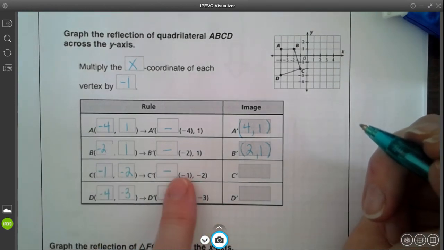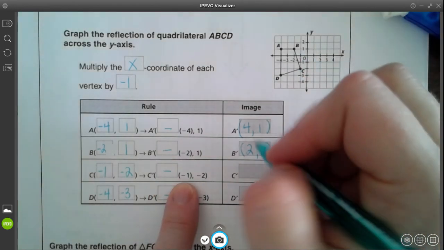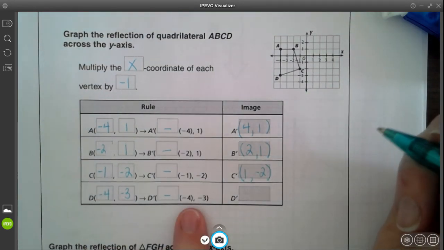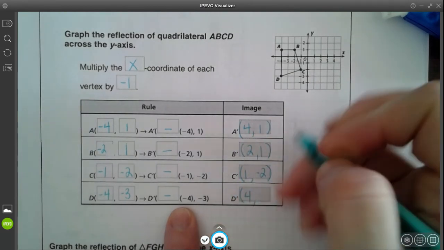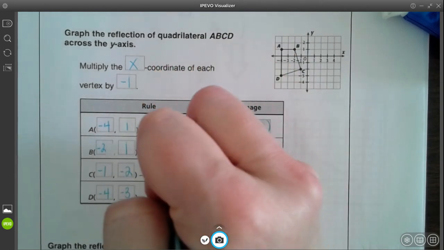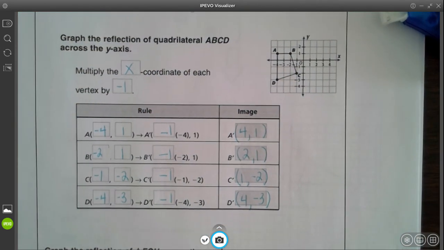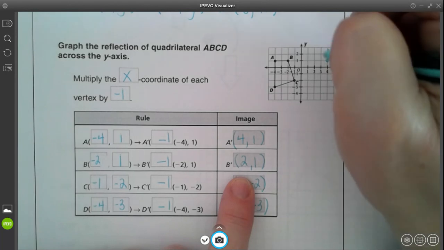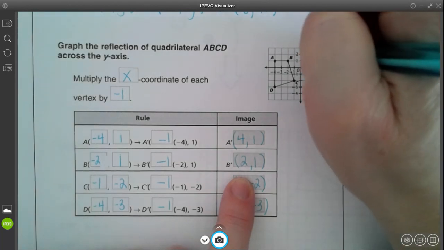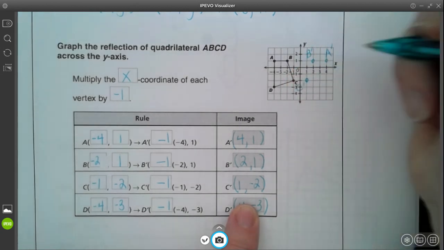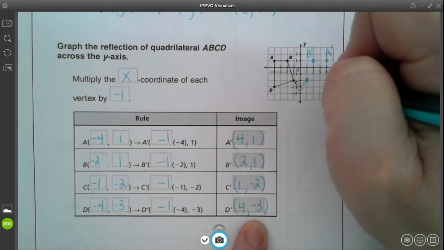Okay, original coordinates were -1, -2. We take the opposite of this one. So the opposite of -1 is a +1, and then we keep the coordinate -2 the same. And then same thing here, opposite of a -4 is a +4, and we keep this a -3. Okay, again, we can think about this as multiplying by a -1 every single time. So now our new coordinates, A prime at 4, 1, B prime at 2, 1, C prime at 1, -2, and D prime at 4, -3.